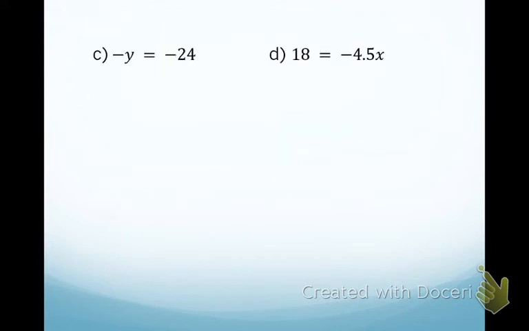Going on to problem C. Here I have negative y equals negative 24. Now you might think the variable is already alone. However, it's not. Notice there is a negative sign there. I cannot have it be a negative y. I need it just to be a positive y.